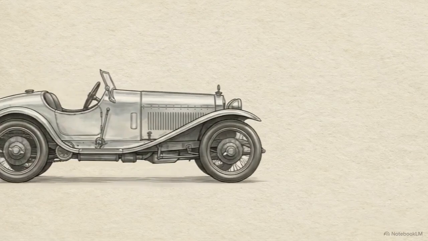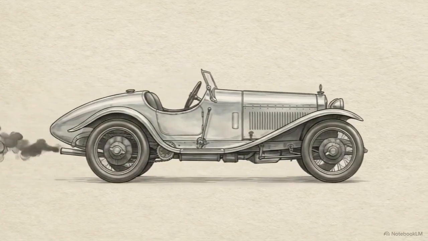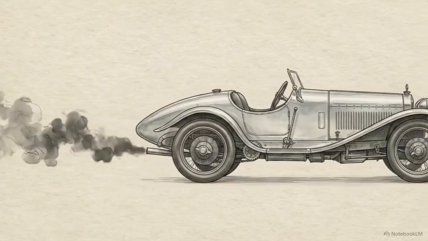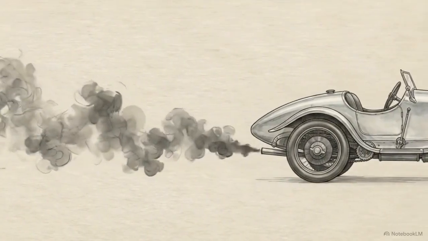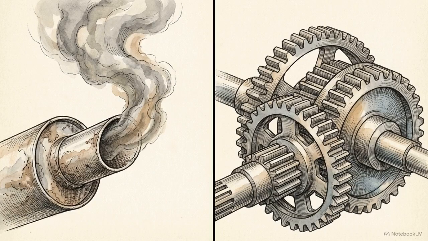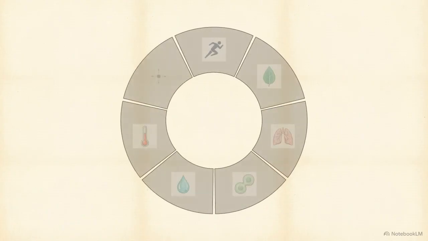A car speeding down a highway consumes fuel, releases exhaust, and changes position at high speeds. It performs actions that look remarkably like eating, excreting, and moving, yet the car is inanimate. Biologists identify 7 specific autonomous processes that collectively define a living organism.